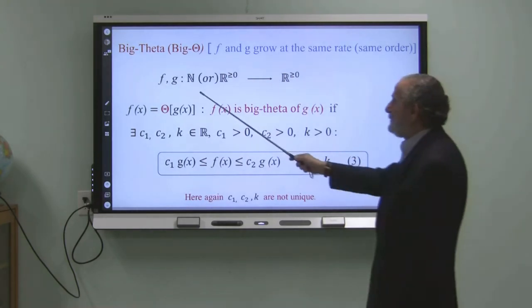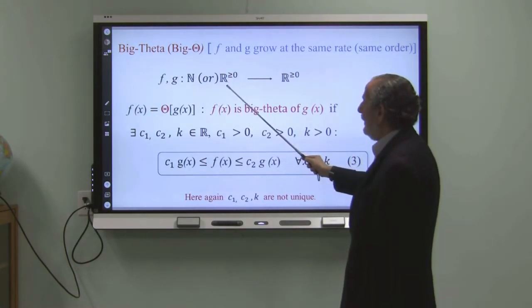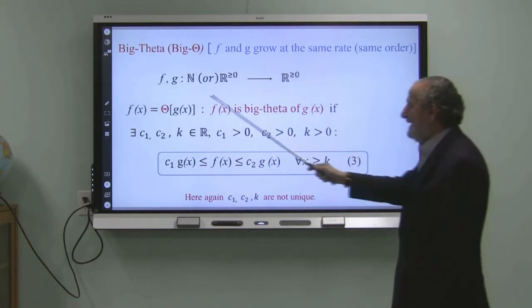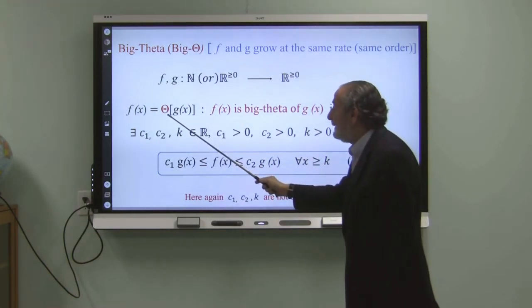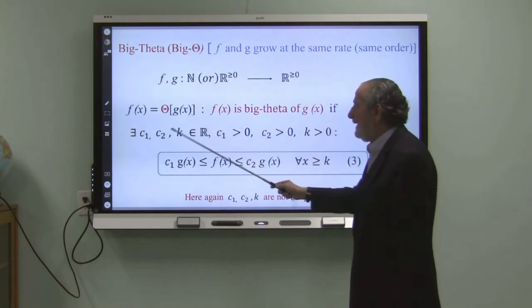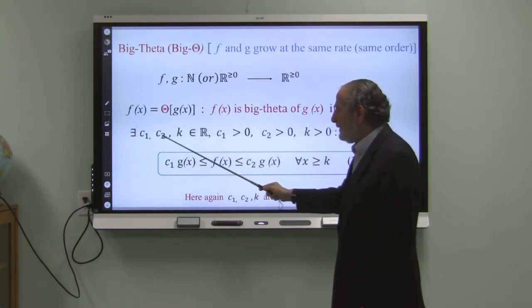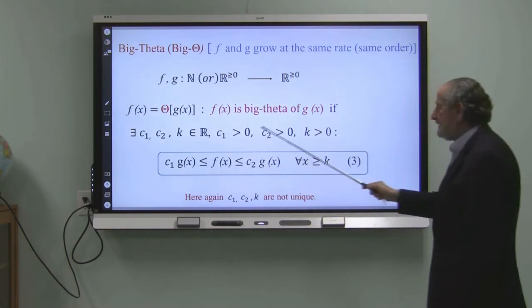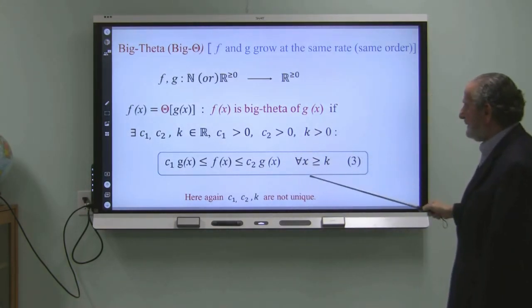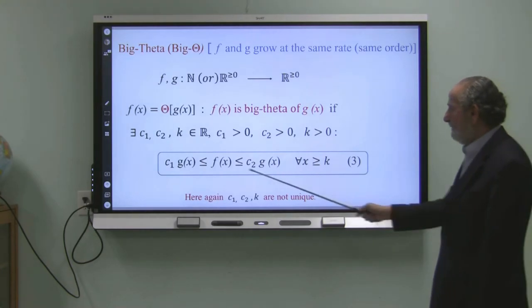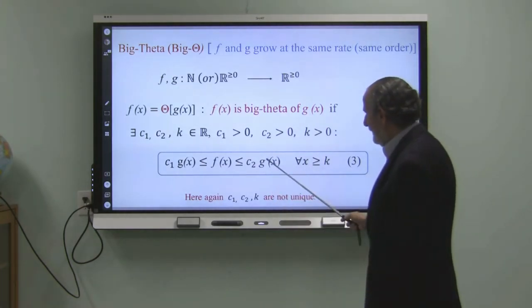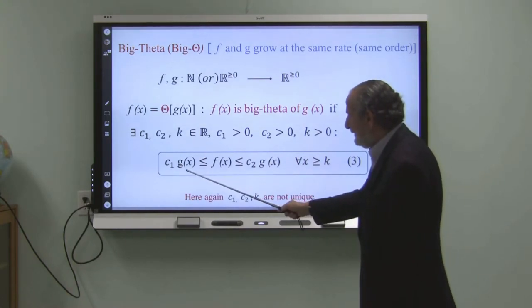So again, f and g are from the non-negative real numbers to non-negative real numbers. We say that f(x) is big theta g(x) if you can find three constants, c1, c2, k, c1 positive, c2 positive, k positive, such that, look at this here now. I put f(x) like in a sandwich between c1 g(x) here and c2 g(x) here.